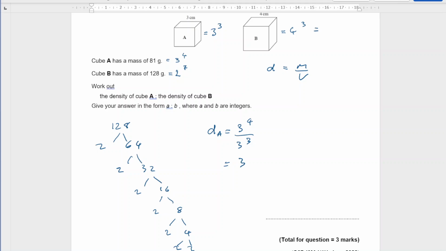4 to the power 3 is actually 2 to the power 6. So the density of B is going to be equal to 2 to the power 7 divided by 2 to the power 6, which is just going to be 2. So my ratio would just be 3 to 2. That's not the only way you could do it. You could have worked out these in terms of numbers and then done the division. In my head, keeping it in terms of prime factors just made it a little bit easier.